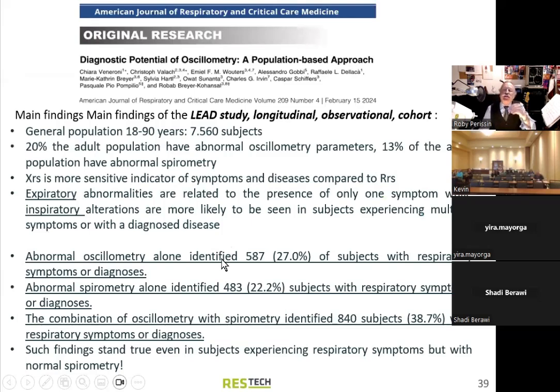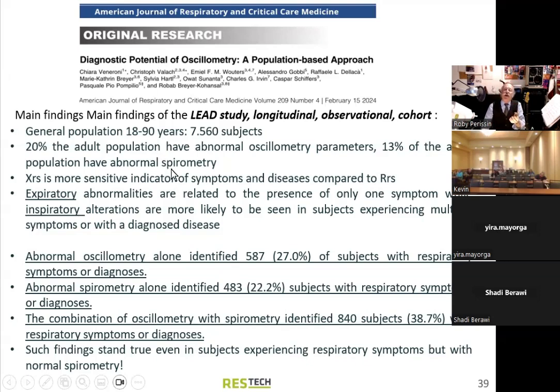Because you read scientific literature and you can publish a paper with 10 patients, with 50 patients, with 100 patients, and already it is a success. This is the largest study, longitudinal observational and cohort, on 7,500 subjects of general population that they screened to find a number of COPDs, a number of asthmatics, like in real life, and it is done with oscillometry and spirometry together. So think of 7,500 patients that have done oscillometry and spirometry. That's a lot of patients.